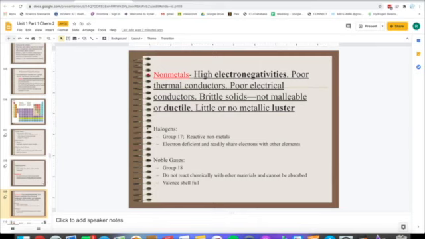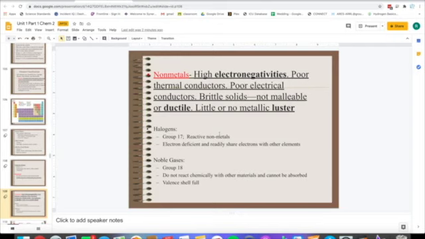Okay, nonmetals. They have high electronegativities and are poor thermal conductors, which means they do not transfer heat well at all. They are poor electrical conductors, which means they don't transfer electricity very well. They are brittle solids. They are not malleable or ductile, which means you can't really make them into whatever shape you want easily. And there is little or no metallic luster, or they're not very shiny.